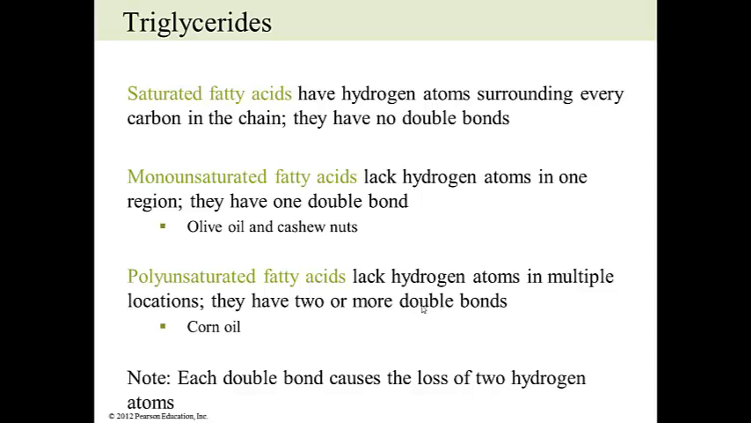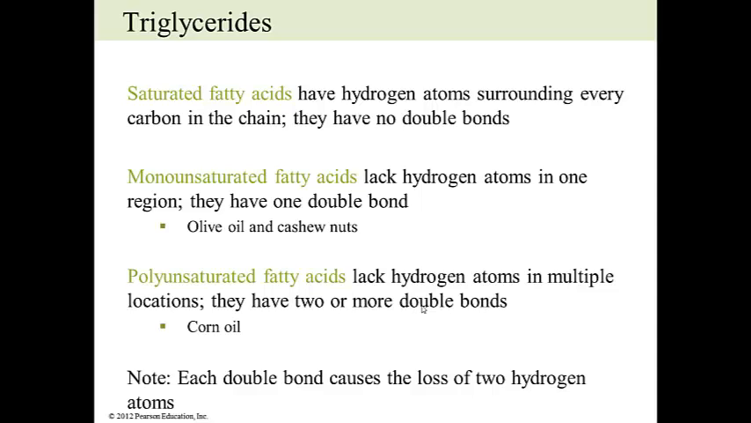Generally, saturated fatty acids have hydrogen atoms surrounding every single carbon in the chain. So in other words, they have no double bonds. Anytime you see a double bond between carbon atoms, it means that there's room for it to hold more. So again, saturated means that the carbons are full and they cannot hold any more hydrogens.